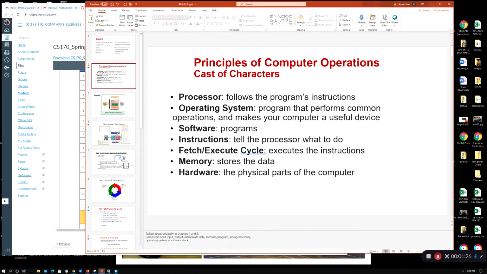These are different parts of a computer. They call it the cast of characters, but these are basically the different components that you can associate with the computer doing something. So you have something called the processor that basically executes the programs and instructions. Sometimes you might call it a CPU, a central processing unit, but it's basically the brains. It's doing something to execute the programs that you're running on the computer.